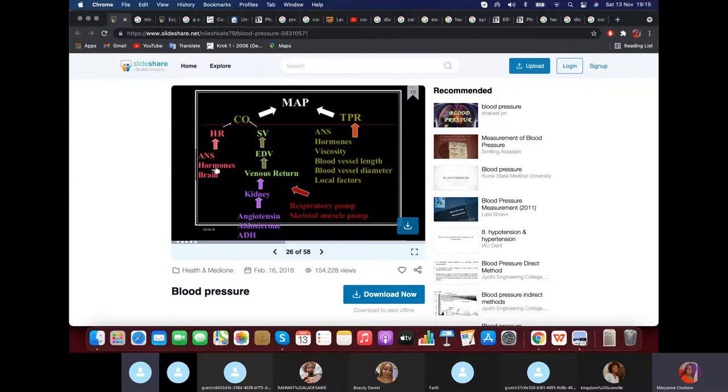Heart rate, if there is autonomic nervous system activation like sympathetic activation, of course, it will increase the heart rate, increase cardiac output, increase systolic pressure. Hormones too, like your catecholamines, they'll increase your heart rate. Adrenaline will bind to the receptors on the heart and stimulate it further, increasing heart rate and so on.